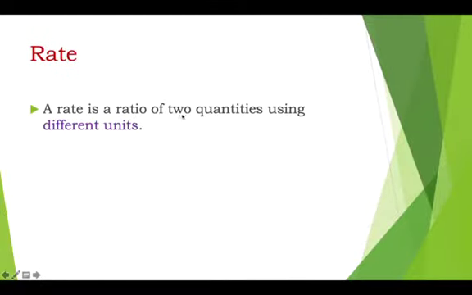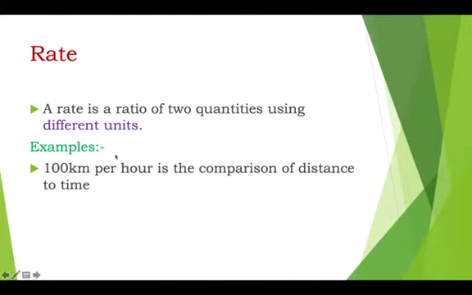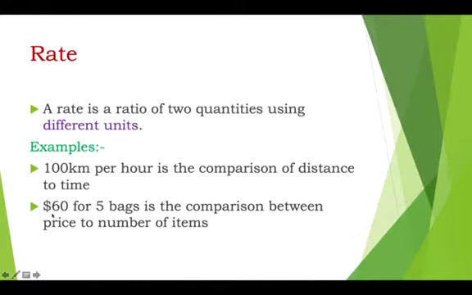A rate is a ratio of two quantities using different units. Let's see some examples. 100 km per hour. Here we are comparing distance and time. They are different units, so this is an example of a rate. Let's see one more. $60 for 5 bags. So you are comparing the price and the number of bags. Again, they are different units, so it comes under rate.